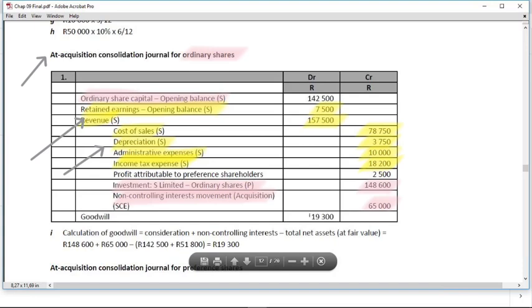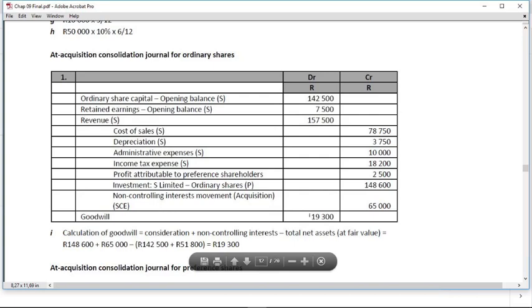But that still represents the total retained earnings at acquisition date. Only the portion attributable to the ordinary shareholders should eliminate in this at acquisition consolidation journal entry. And to give effect to that, you must remember to move a portion of that retained earnings out, the 2,500 Rand, to the preference share at acquisition consolidation journal entry.